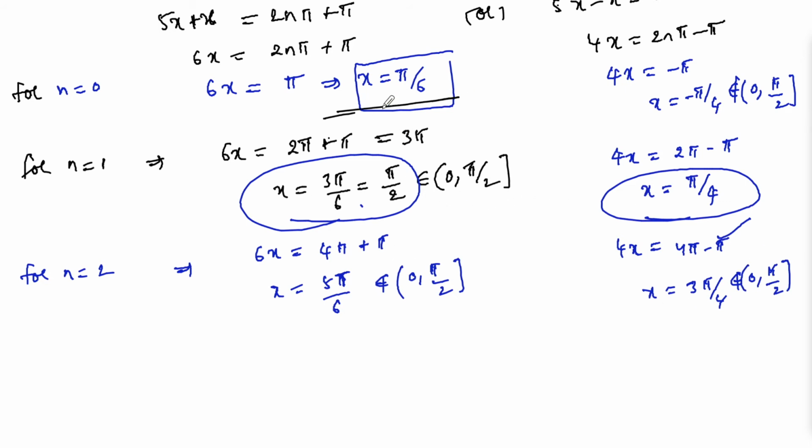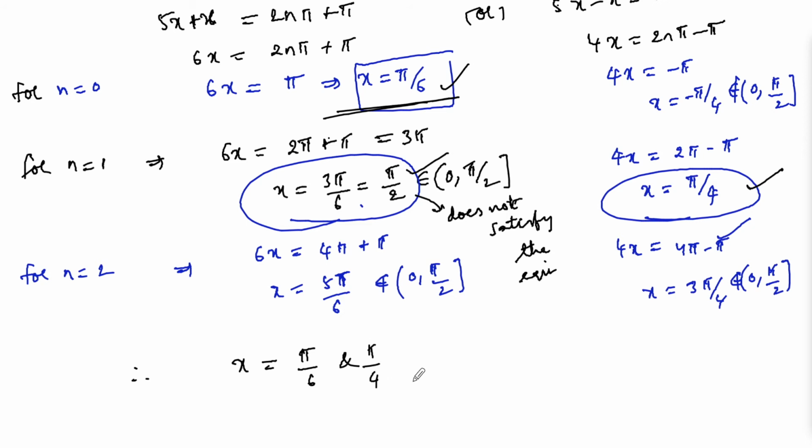So we can just consider those values here. Of course, three values you got, x is equal to pi by 6, x is equal to pi by 2 and x is equal to pi by 4, in which x is equal to pi by 2 does not satisfy the equation. Therefore, the value of x can be taken as pi by 6 and pi by 4. Pi by 6 and pi by 4 are the solutions of the given equation. Okay. Thank you.